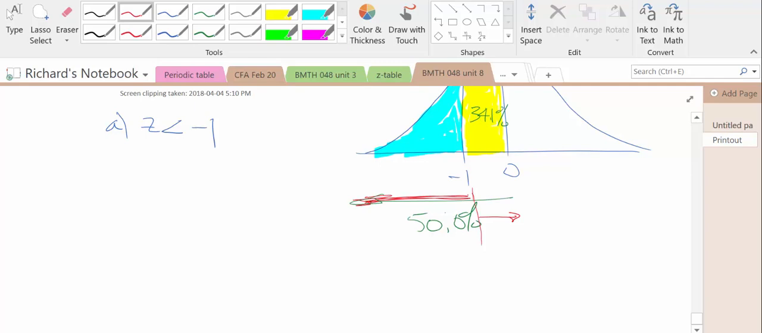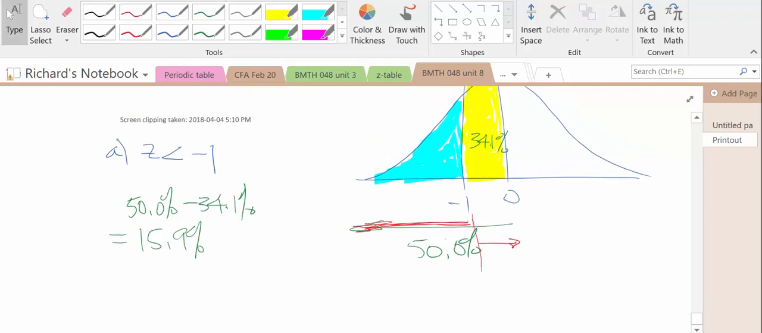So here we go. The percentage of data where z is less than minus 1 will be 50.0% minus 34.1%. Well, what's that equal to? That's equal to 15.9%. So 15.9% of the data is less than z of minus 1.